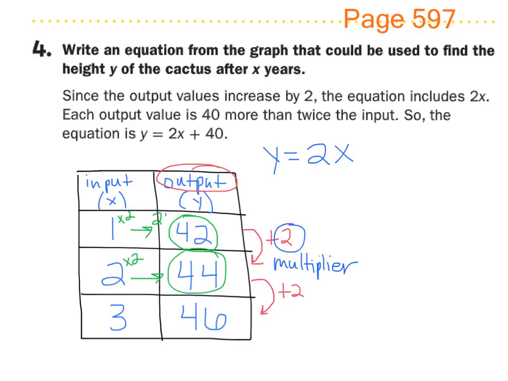Well, I would take 2 plus 40. And on the second one, 2 times 2 is 4. So how do I get to 44? I'd have to add 40. And this pattern will continue. So we're going to add to our equation and say that y is equal to 2x plus 40 more. And this will happen on some of our equations. It won't be just simply finding the multiplier. We're going to actually have to do a second step about adding a number or subtracting.